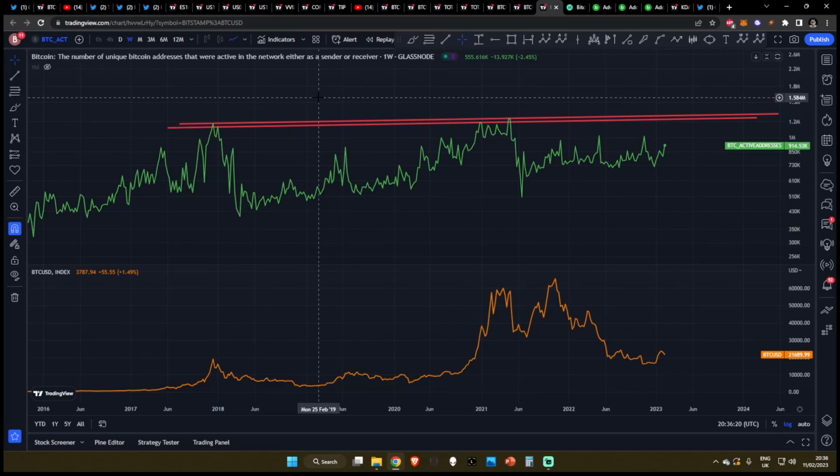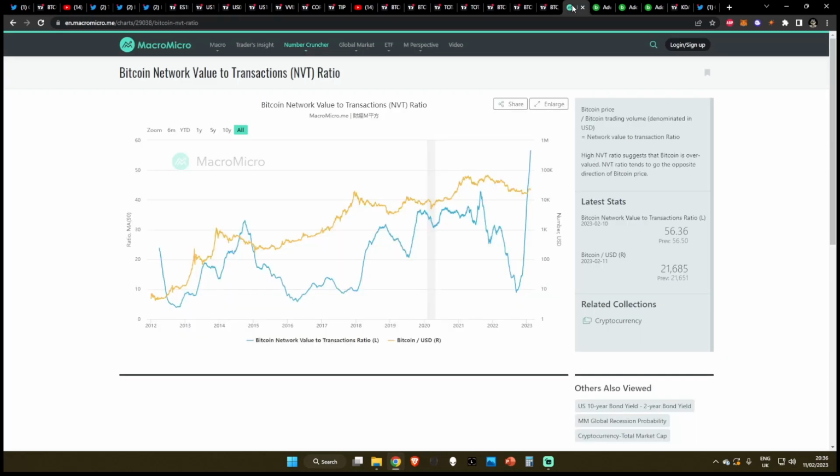Sometimes you can make a case that if the active addresses are going up, hey, network adoption is increasing, there's more addresses, there's more people in the Bitcoin network as a whole, but this is why we're going to come over to the Bitcoin NVT ratio, because this will clear up that confusion. When we look at the Bitcoin NVT ratio, this is the network value to transaction ratio. This basically shows us what it says over here. It is the Bitcoin price divided by the Bitcoin trading volume, and this gives us the network's value to transaction ratio. Now you can see over here a high NVT ratio suggests that Bitcoin is overvalued, and the NVT ratio tends to go in the opposite direction of the Bitcoin price.